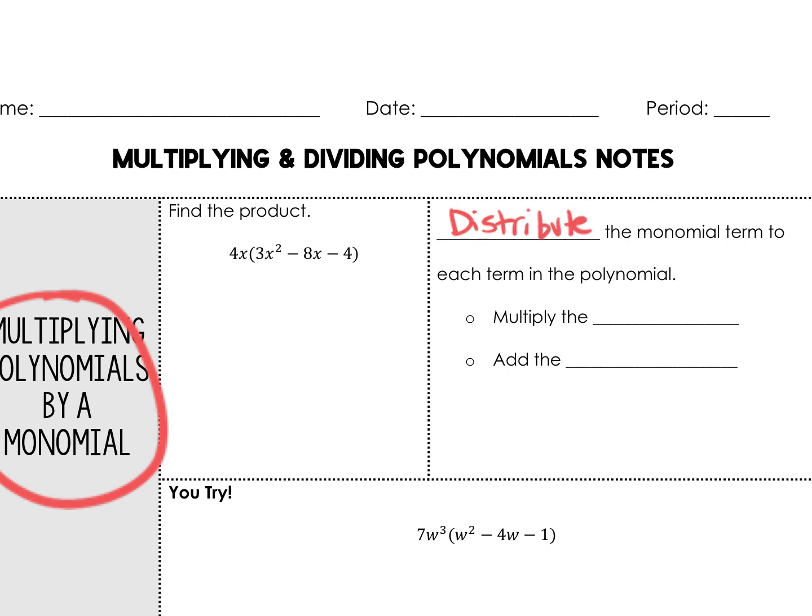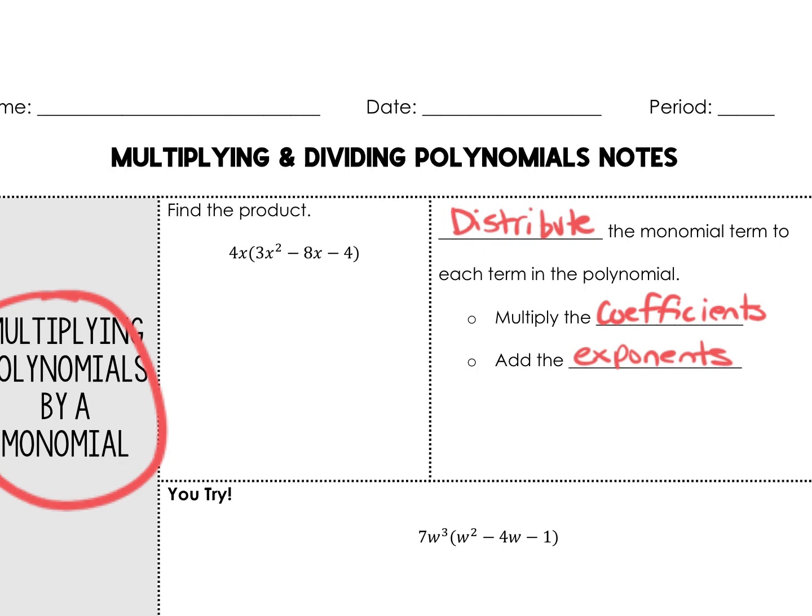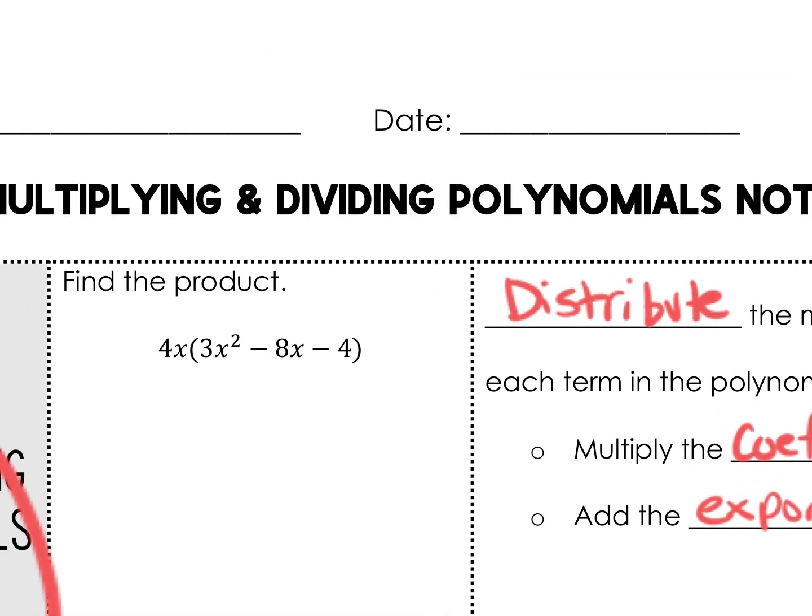the monomial term to each term in the polynomial. We'll multiply the coefficients, and we're going to add the exponents. So let's take a look at the example that we have here. So starting off, we're going to do 4x times 3x squared.